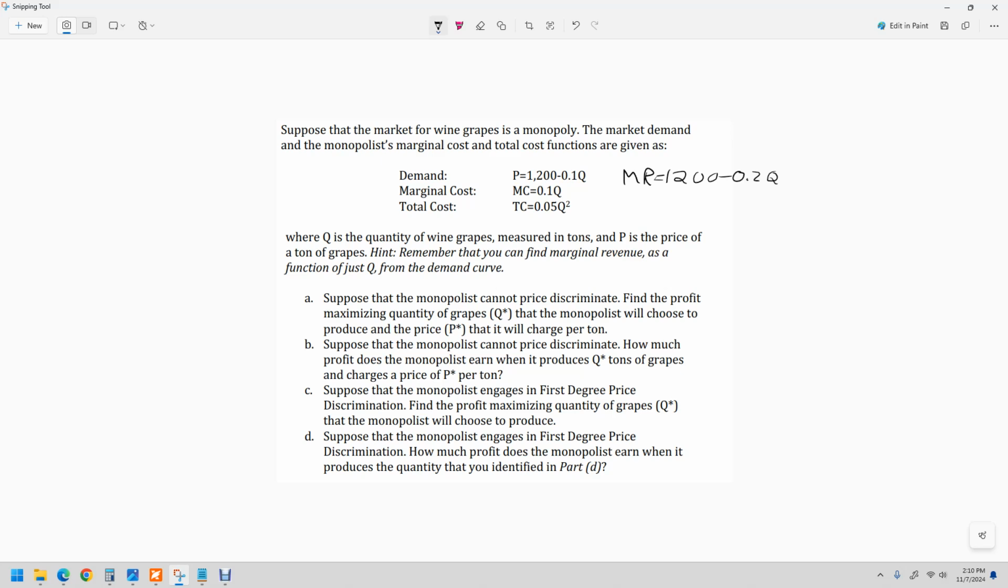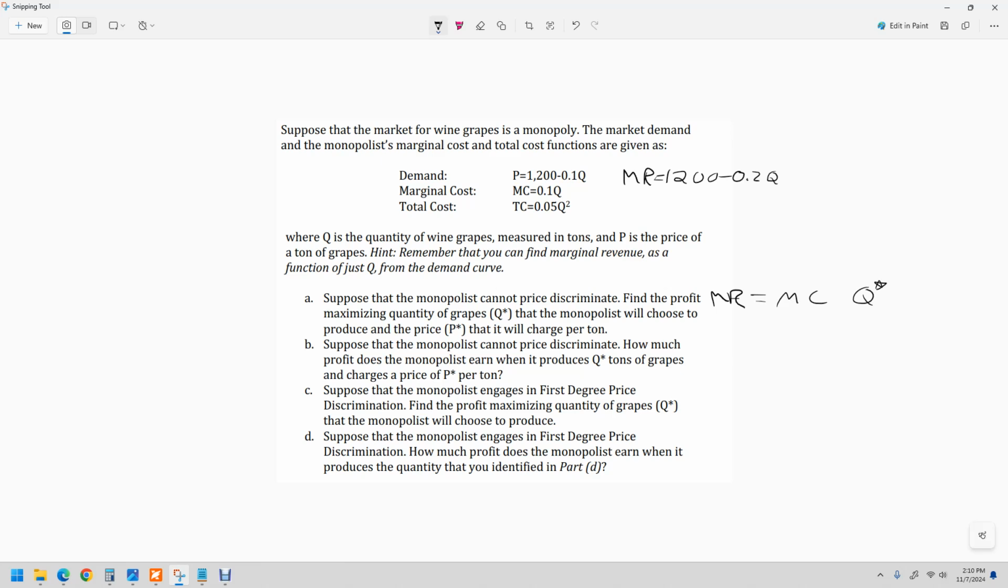So we've got that. All right, if they can't price discriminate, it means we have to charge a single price. So it says find the profit maximizing quantity of grapes that we can choose to produce and what price it is. To do that, we're going to set marginal revenue equal to marginal cost and then find Q. That gives us Q star.